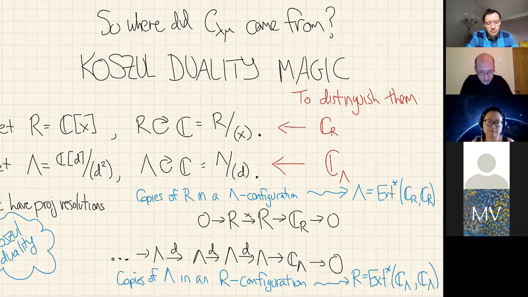Whereas to construct the projective resolution of C_Λ, you take infinitely many copies of Λ, link them together, but that looks like a copy of the polynomial ring. So you glue these copies together in a polynomial ring configuration. Now, if you're really paying attention, it's not the polynomial ring.